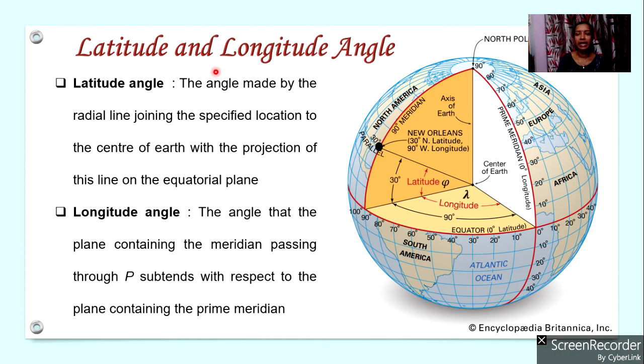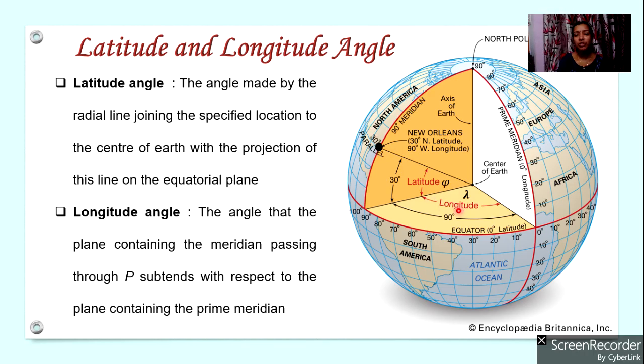First one, the latitude angle. Consider this particular point on Earth's surface. The latitude angle of this point will be the angle between the radial line joining this particular point to the center of the Earth and the projection of this line on the equatorial plane. This is our equatorial plane, the plane passing through the center of the Earth and perpendicular to the axis of rotation. So the latitude angle of a point is the angle between the line joining that point to the center of the Earth and the projection of that line on the equatorial plane. This angle phi denotes the latitude of this particular point.